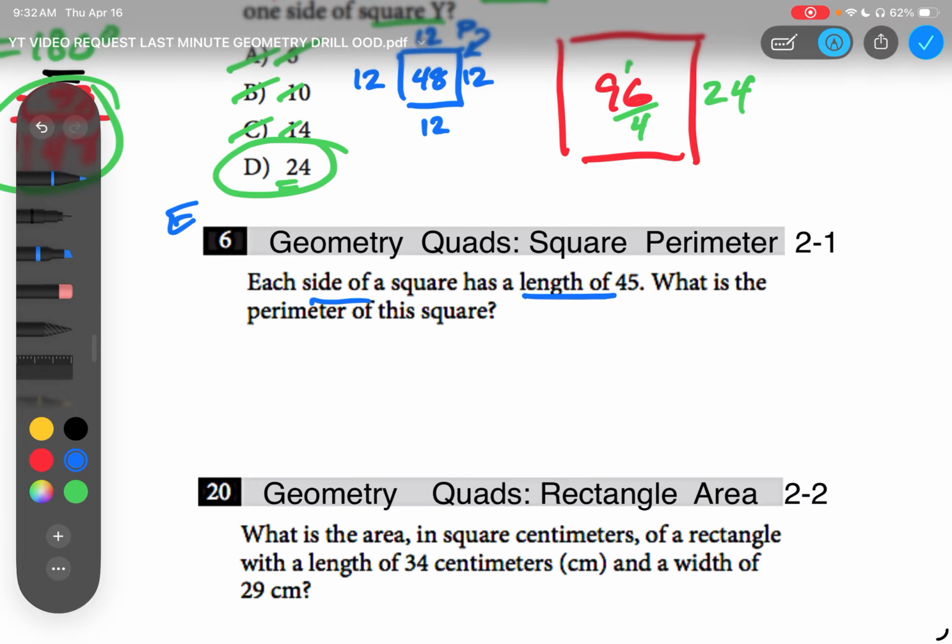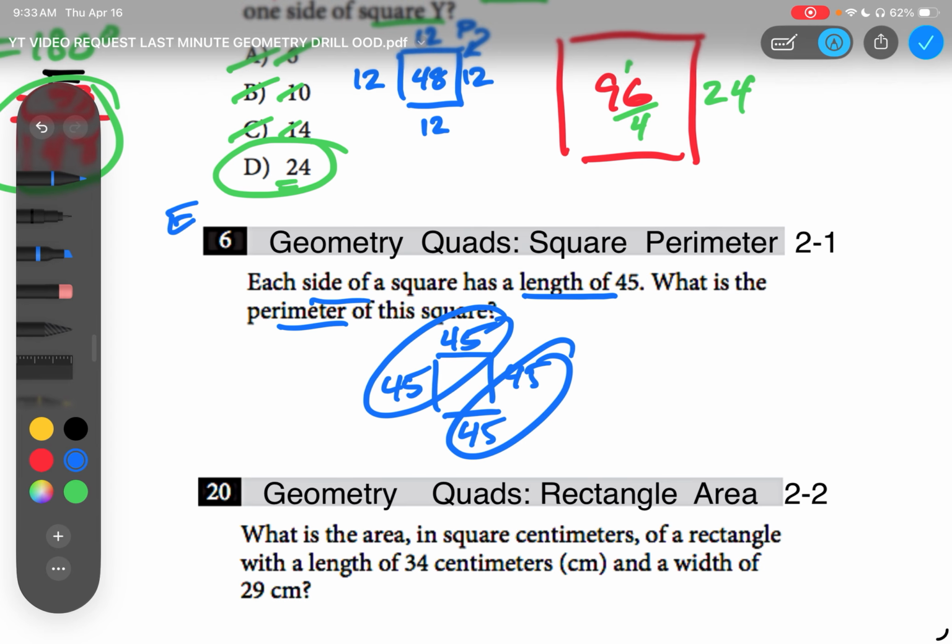Each side of a square has a length of 45. Draw out that square, yo. Just don't use your brain because remember, this section comes up after 2 reading sections, so you might be a little tired. So each side of a square has a length of 45. What is the perimeter of the square? Oh, the perimeter is the sum of all sides. So just draw them. You got 90 here, you got 90 there. What's 90 plus 90? 180. Woo, woo, woo. And that's your answer to this question.